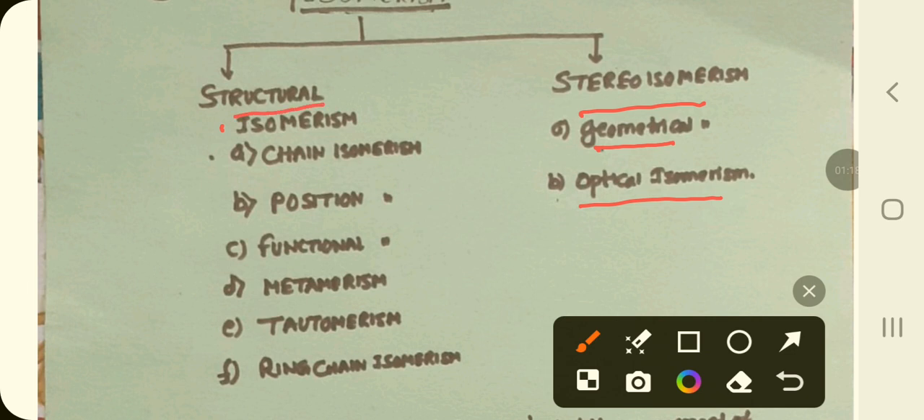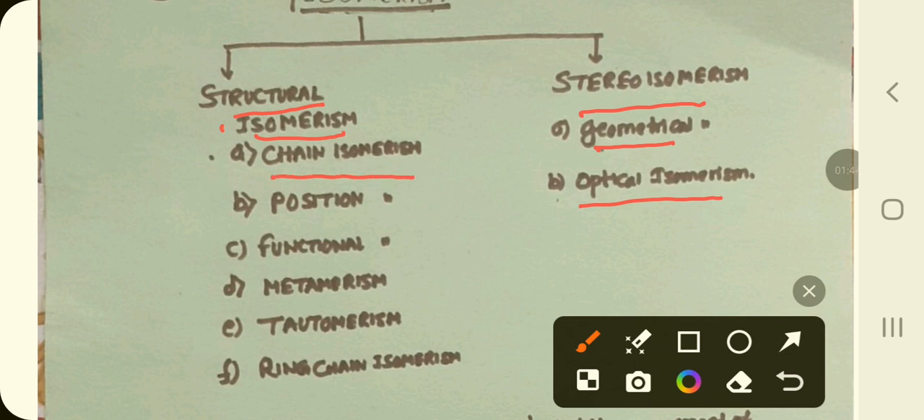Now let us try to understand what is the meaning of structural isomerism. The organic compounds having similar molecular formula but their structural arrangement, or you can say that the structural arrangement of the atoms, are different, are said to be structural isomers, and the property is known as structural isomerism.